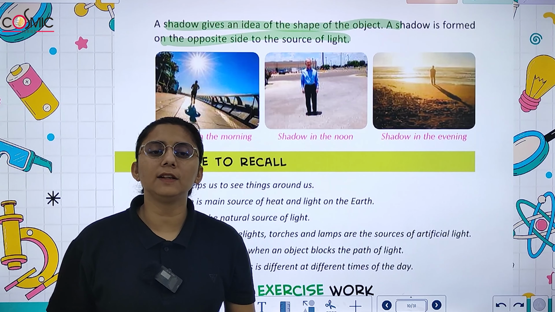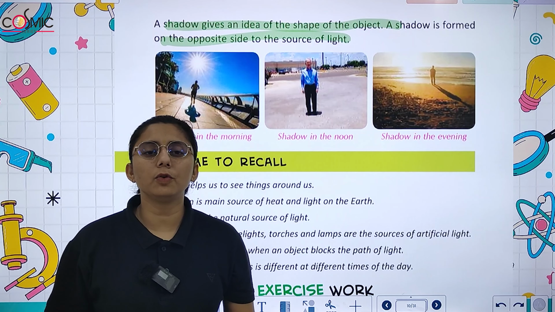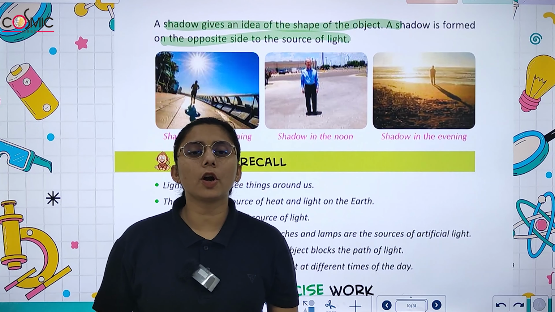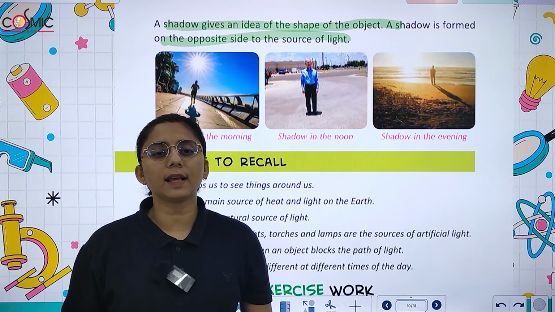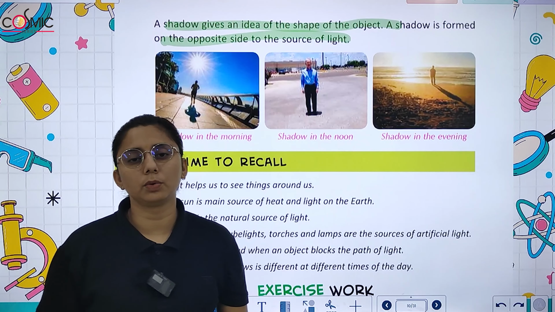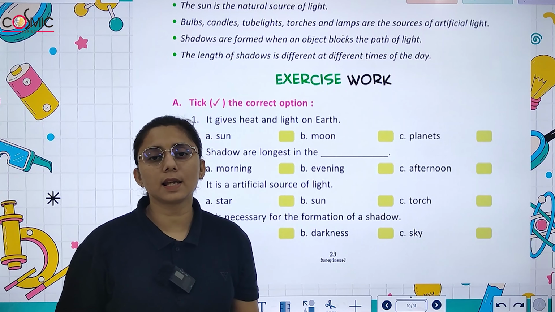If we see in the morning and evening, the shadow is long. And in the afternoon, it is short. Why is it short in the afternoon? Because सन क्या होता है, ओवरहेड होता है, और मॉर्निंग और इवनिंग में कैसा होता है, स्लाइटिंग होती है. Now we will start with the exercise of the chapter.